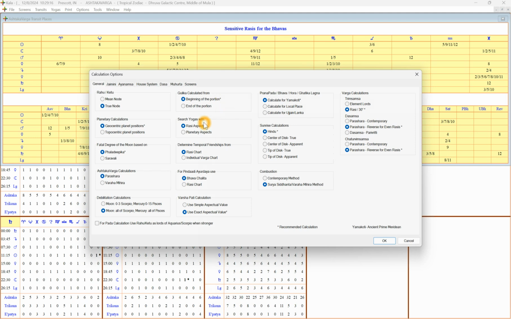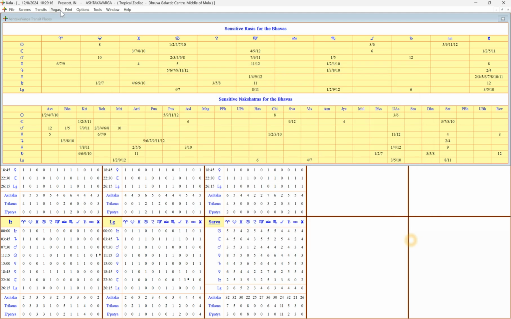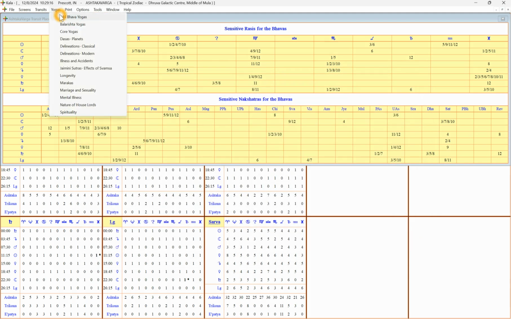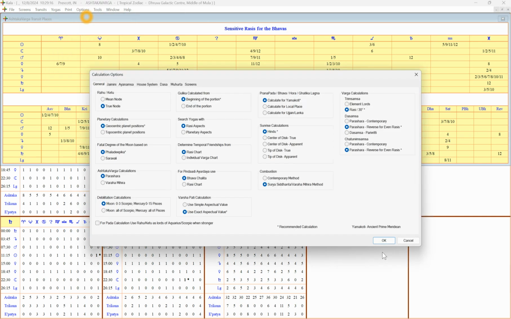Okay, then we have lots of yogas in Kala. Over here we have all these yogas that you can search. Bhava yogas, Balarishta yogas, which are infant mortality, the core yogas, which are the important named yogas, yogas that impact and planetary permutations that impact the effects of dashas and so on. We have all these yogas. And you can search those yogas.